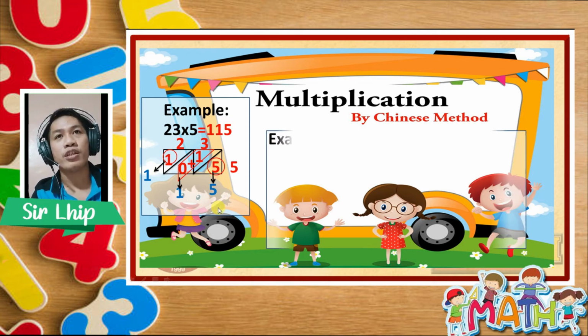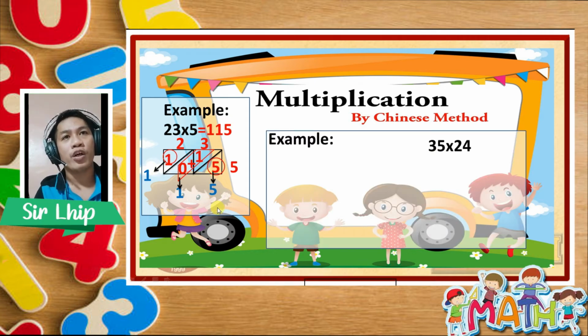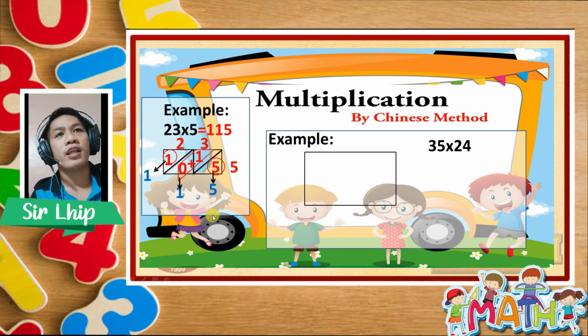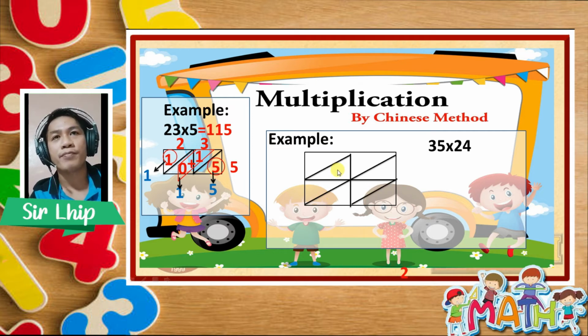Another example, 35 times 24. 2-digit by 2-digit numbers. Draw a rectangle again and divide it by 4 and draw a diagonal line. Then multiply. 5 times 2 equals 10. 5 times 4 equals 20. 3 times 2 equals 6. 3 times 4 equals 12.